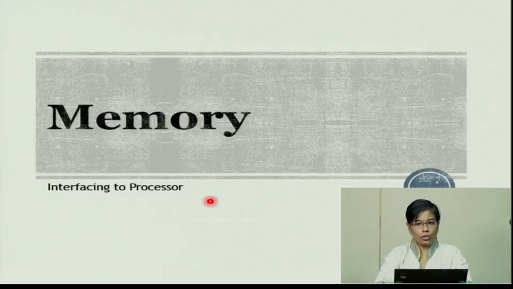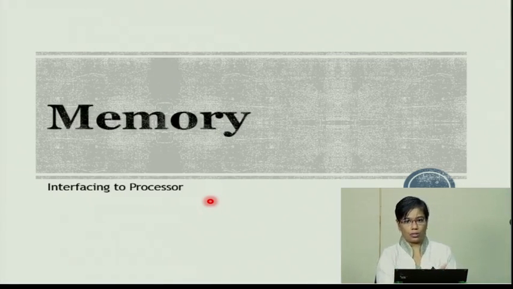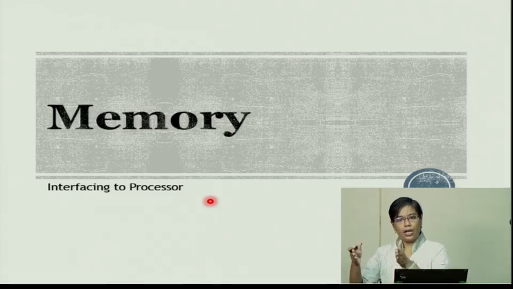So in this module, we will be looking at how to connect memory to the different processors, starting from 8088 to the 80486 processor. Memory interfacing: we will talk about how we connect memory to the system buses of these processors. We have already seen how address, data and control signals are going to be generated by the processor and how this becomes the system bus.